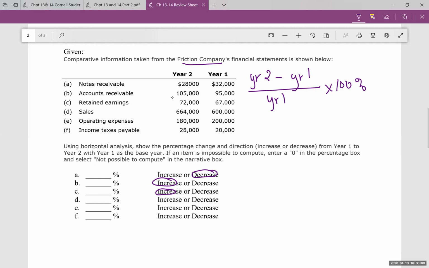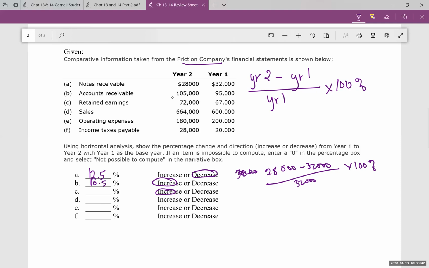So for notes receivable, let's just make sure we're calculating this correctly. Using this formula, let's take year 2 first: 28,000 minus 32,000 divided by 32,000 times 100%. Run that through your calculator. Note there's only going to be one decimal point here, so make sure you're rounding correctly. For letter A, you should get 12.5%. Letter B, this time you'd be working with accounts receivable. You take your 105 minus 95 divided by 105. And letter B, you're going to get 10.5%.